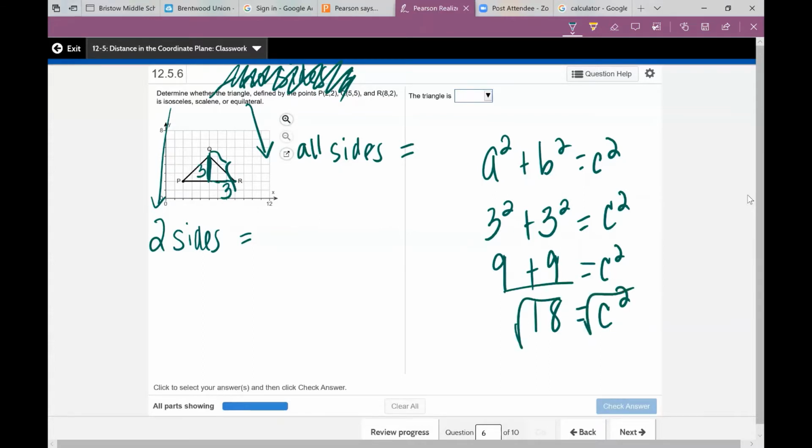If I take the square root, I'm looking for that side to be 3 for all the sides to be equal. Well, 3 times 3 is not 18. So I know that that is going to be bigger than 3. So all the sides are not equal. That means 2 sides are equal. So from the drop-down menu, you would click isosceles. I can't click it right now because I'm using my pen feature, but you would pick isosceles from the drop-down menu. If none of the sides were equal, you would pick scalene, and if all of them are equal, you would have picked equilateral.